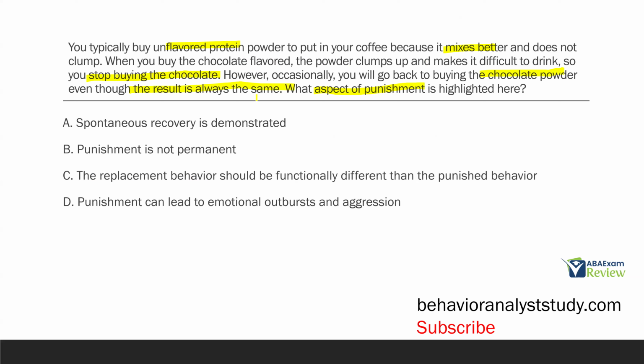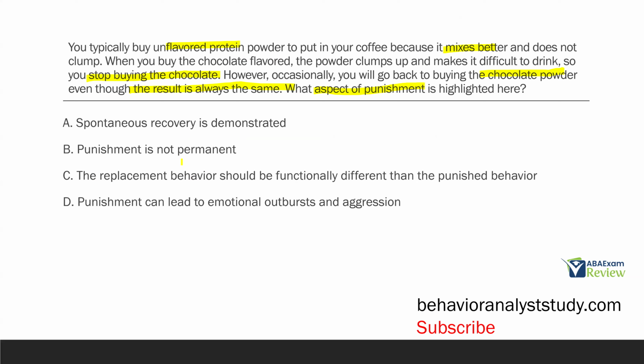So what is being demonstrated by that fact? You've been punished, but sometimes you go back anyway. A, spontaneous recovery is demonstrated. Is spontaneous recovery associated with punishment? No, spontaneous recovery is associated with extinction. A is out. B, punishment is not permanent.